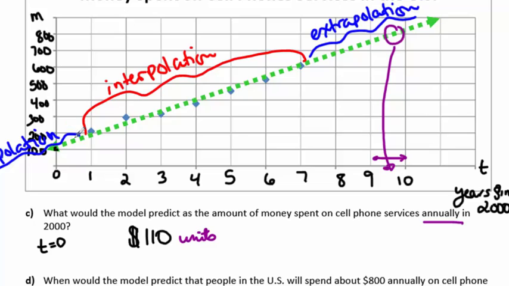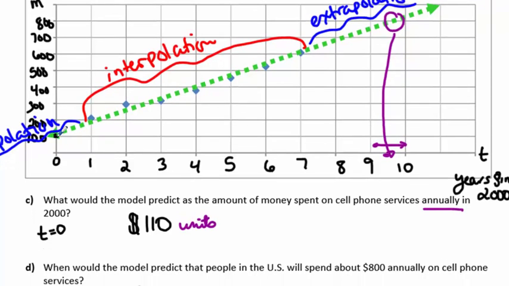It's important to know whether you're making an interpolation prediction or an extrapolation prediction, because interpolation predictions, inside the data set, have a higher chance of being accurate than the extrapolation predictions. The further things go out, the more likely that our data is no longer going to give us a valid prediction in either direction. So, in part C, we were making a prediction based on 0 that was outside the data, so that was an extrapolation.